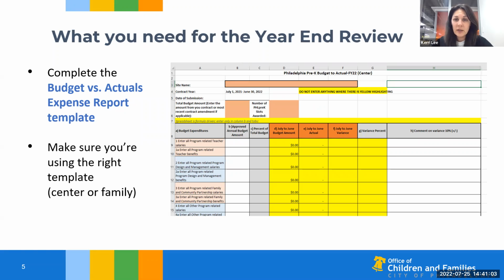What you'll need to complete the year-end review: you're going to have to complete the budget versus actual expense report template. Make sure you're completing the right template. There's one for centers and one for families. How you can tell is right at the top of this Excel spreadsheet. It says center or it will say families.